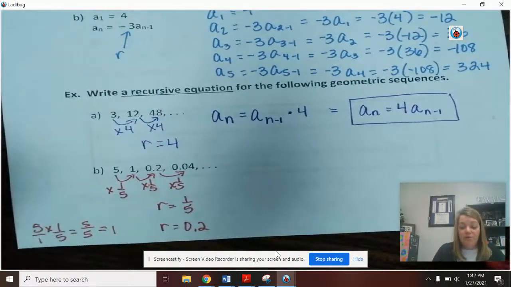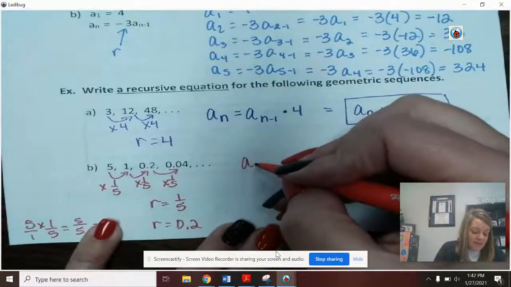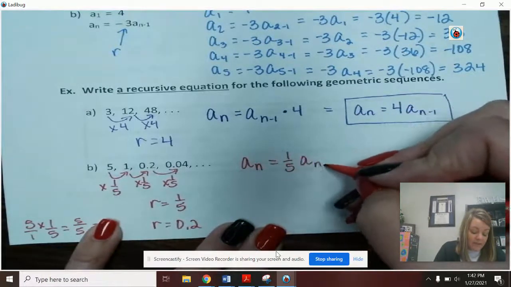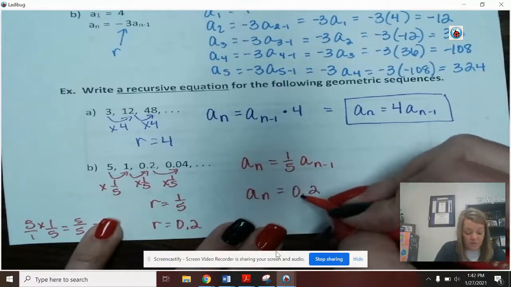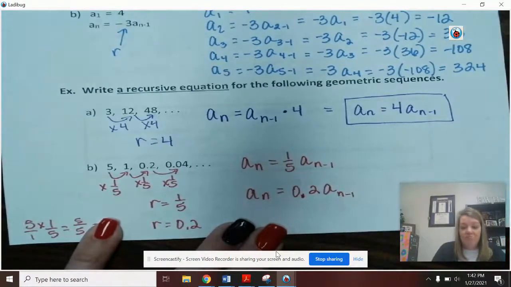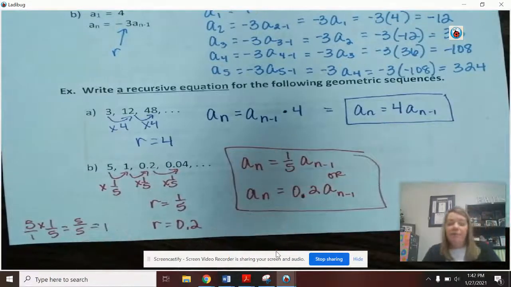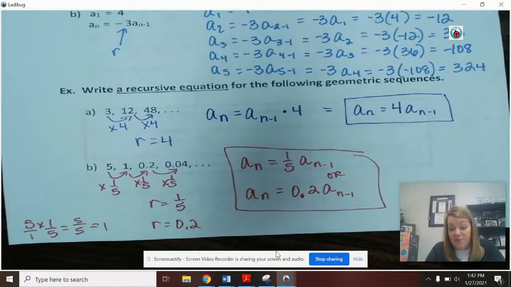It doesn't matter to me which one you use. It's the exact same number. So as long as you're not using a rounded decimal, it's fine. So this will be a sub n equals either 1/5 times a sub n minus 1, or if you use 0.2, a sub n equals 0.2 times a sub n minus 1. Either one, it doesn't matter. I have no preference on which one you use, okay? If you're doing it in GoFormative, though, and it's a fraction and you're not getting the right answer, you might try the decimal equivalent or vice versa, okay? Or just ask me in class and I can look at them and see how it is.